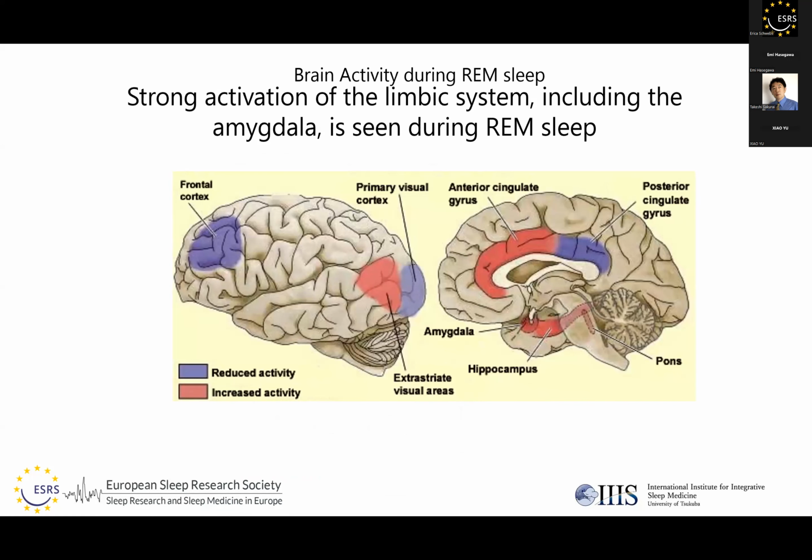This diagram illustrates a comparison of brain activity during rapid eye movement sleep and wakefulness as measured by PET or functional MRI. A highly specific pattern of neuronal activation is discerned during REM sleep, characterized by heightened activity in several regions of the limbic system, such as the amygdala, hippocampus, and anterior cingulate gyrus. It's noteworthy that the amygdala, in particular, demonstrates increased activity during REM sleep.